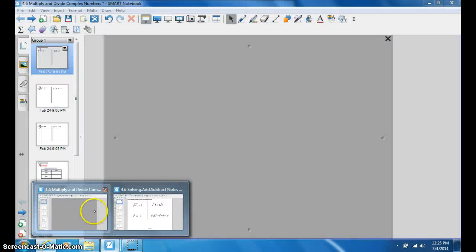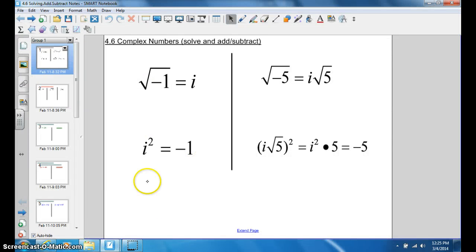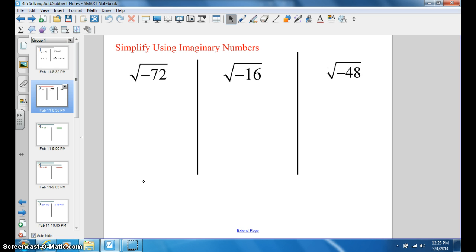Okay, so today we are going to talk about complex numbers and adding, subtracting, and solving complex numbers. One thing we always want to remember is that the square root of -1 is i. If we look at these first three examples, we have negative signs under a square root sign. Negative signs under a square root sign are not allowed. We do not want negative signs under a square root sign.